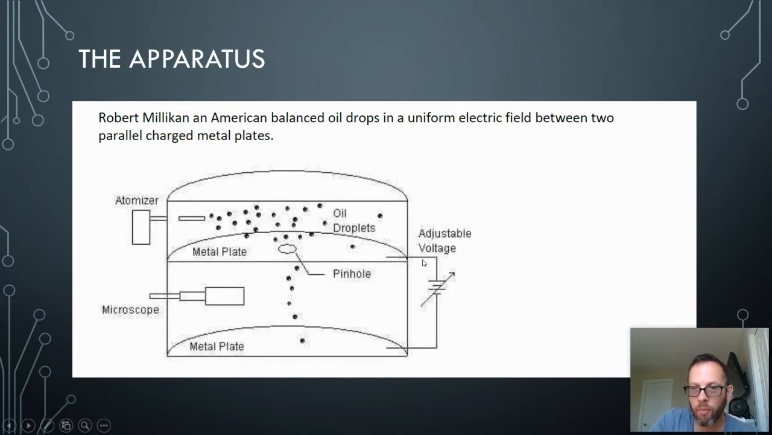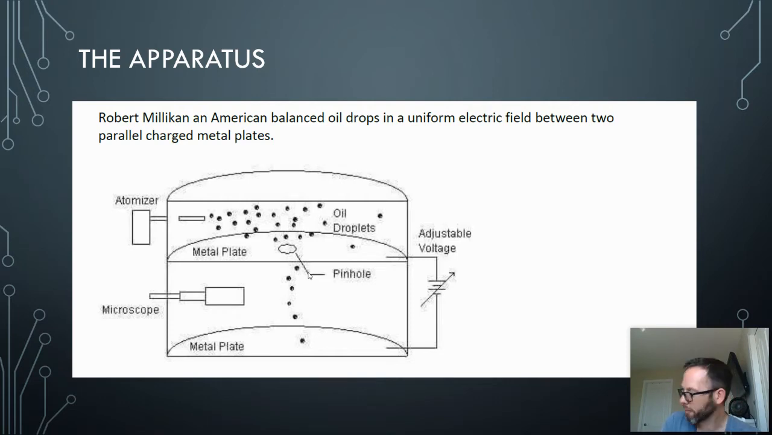If you connected these plates to a battery and created an adjustable voltage between them, because the atomizer, via friction, often imposed a charge on the droplets, some positive, some negative, then when they fell through the pinhole, the oil droplet's own gravity would pull it down. But if the charge was the right sign, the plate at the bottom would be repelling it and the plate at the top would be attracting it, so there would be a force acting up on the charge, and they'd be balanced.